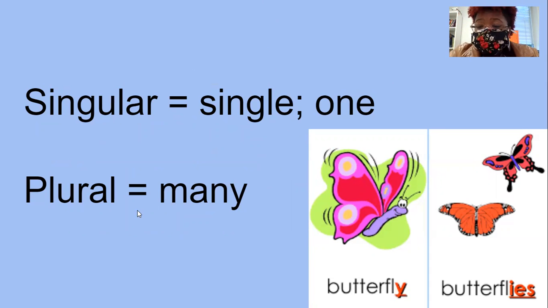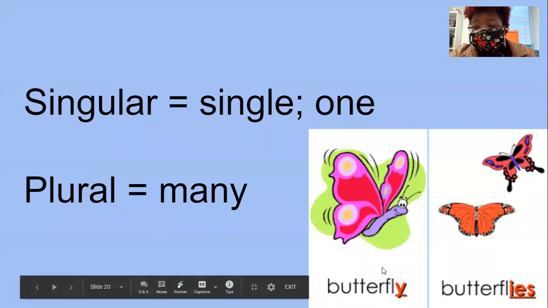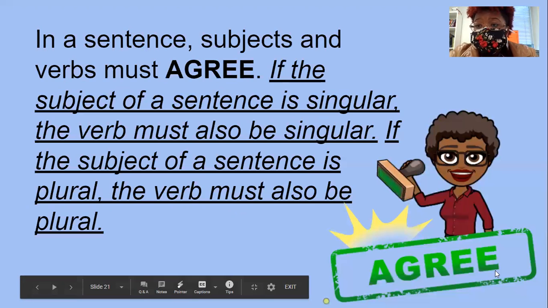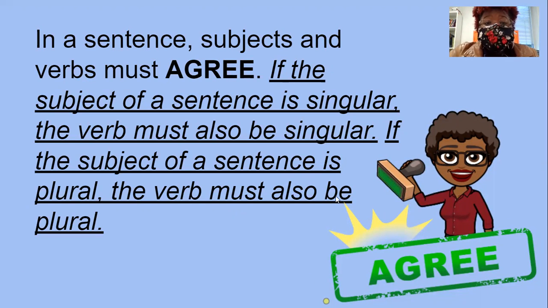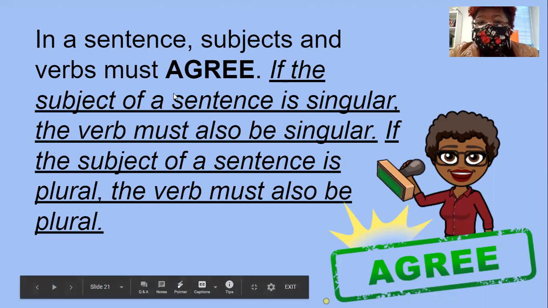And then think of plural as many. Plural is the opposite, it's many. So if we look at this picture, we have one single butterfly. So butterfly is singular. And then if you look at this picture, there's 2 butterflies or many butterflies. So butterflies is plural.